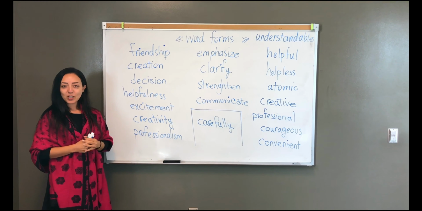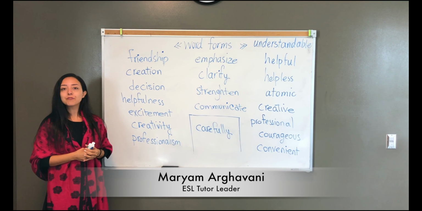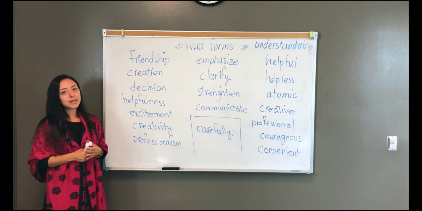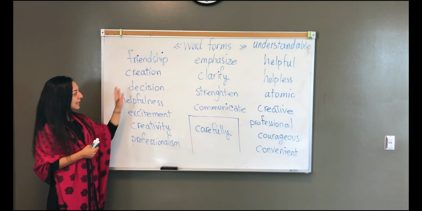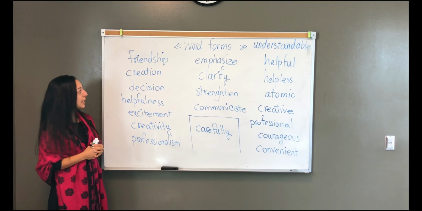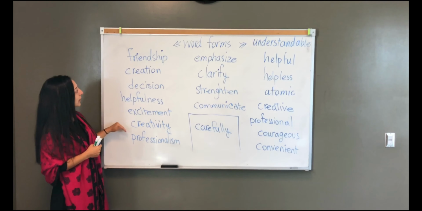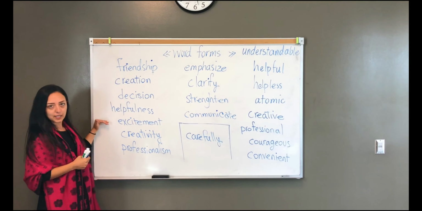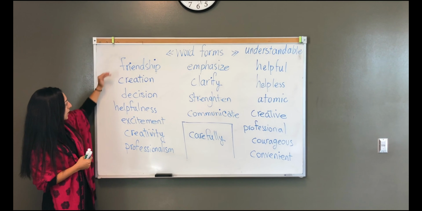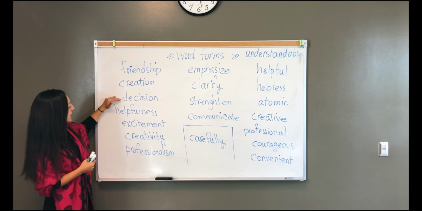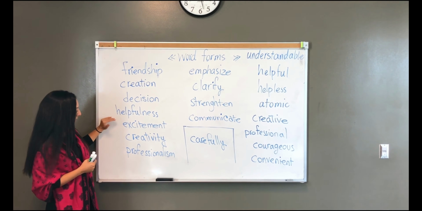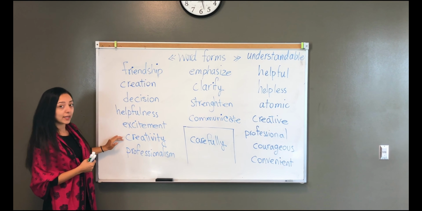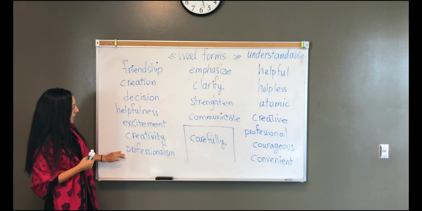So today we want to talk about word forms. There are many types of words in English, and we want to try to find out the various forms of a word that we learn. So let's take a look at this vocabulary. Starting with this column, let's read it together. Friendship, creation, decision, helpfulness, excitement, creativity, and professionalism.